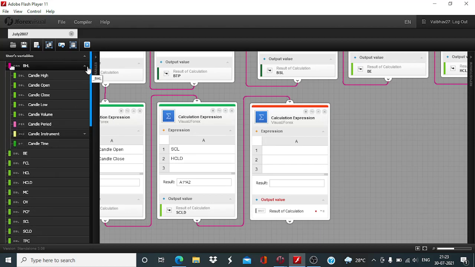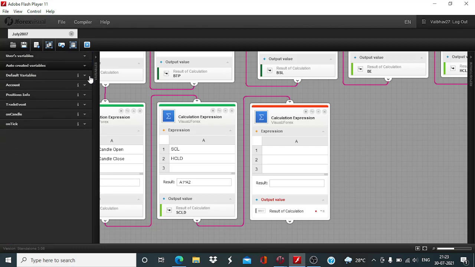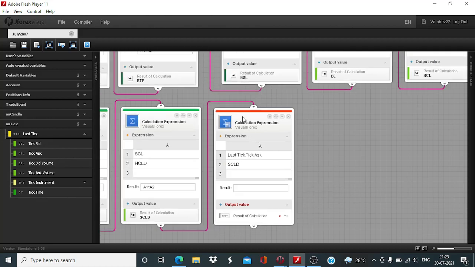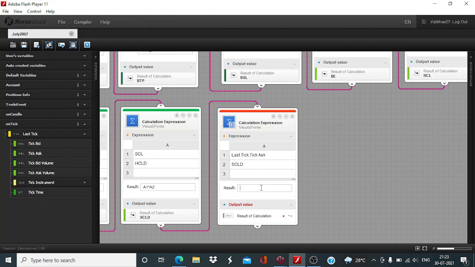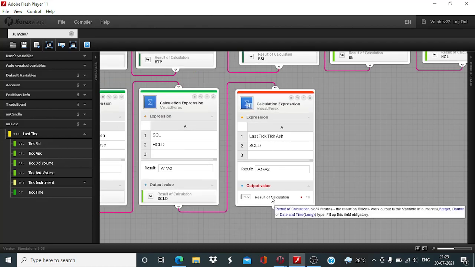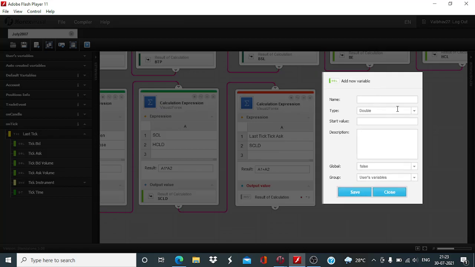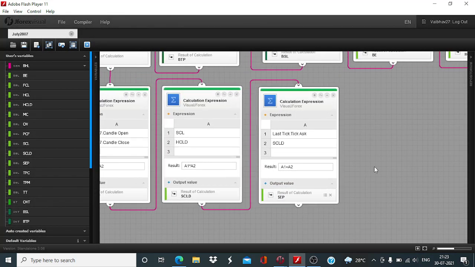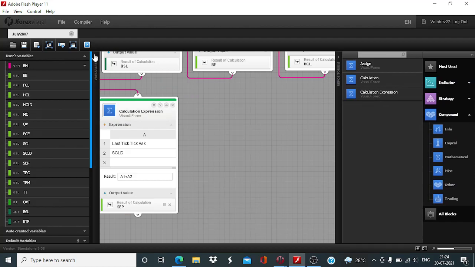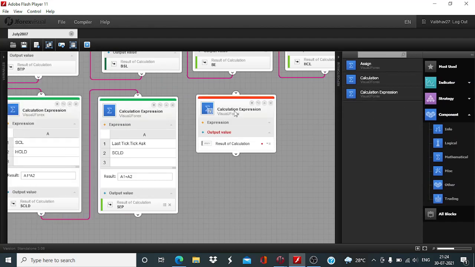So we have to add on tick, last tick ask, and add A1 plus A2, and this will be our selling price. Okay, now we have to define the stop loss and the take profit variables for the sale trade.